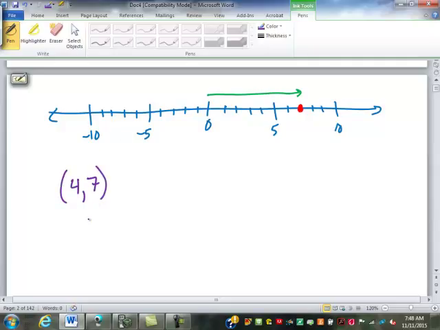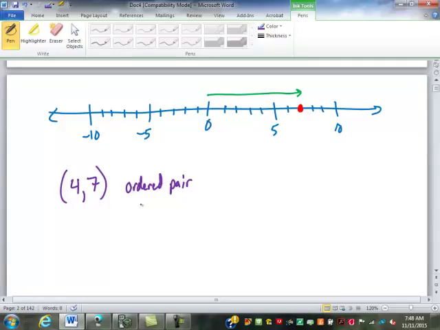We often will list them with parentheses like that and a comma separating them, and this is what we call an ordered pair. Obviously it's a pair because there's two numbers, and it's ordered because the one that's first has a special meaning and the one that's second has a special meaning. The order matters.